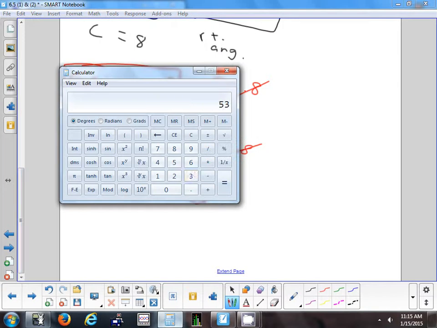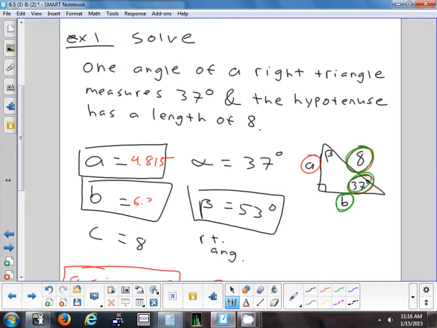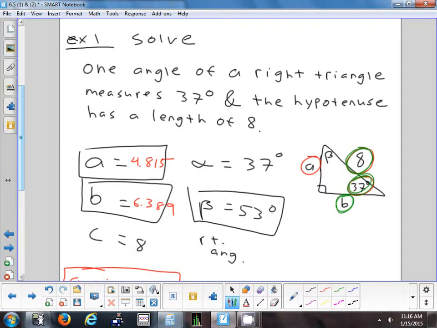All right, so let's see what we got. So this is cosine 37 times 8. 6.389. Now, if you've got extra time and you want to try a squared plus b squared equals c squared, that's a good way to check and make sure you got it right.